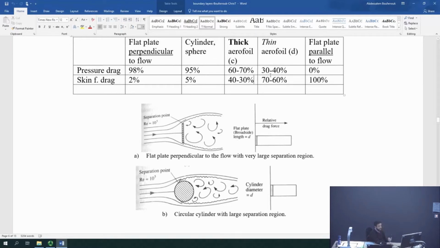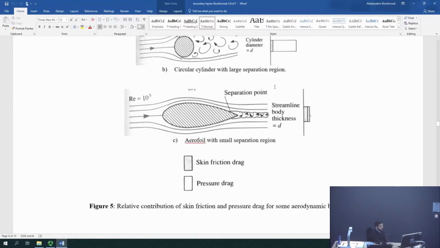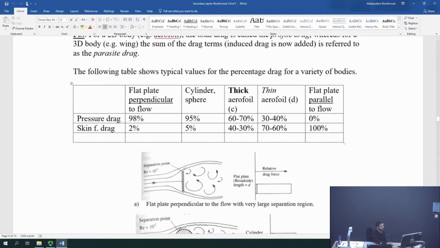Okay. So what do we have here? I'm not sure if I consider this as a thick or thin one, but let me just finish the discussion with the thin airfoil. The thin airfoil, what we call case D there, is almost the other way around.